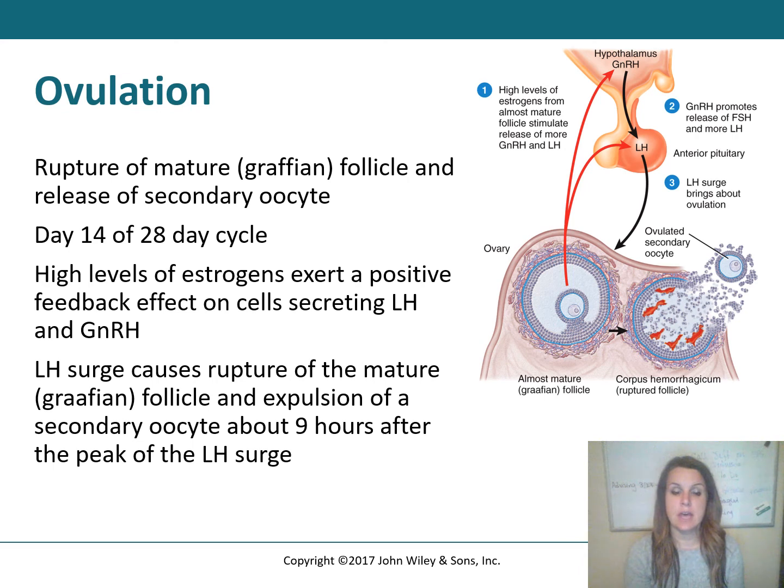And what you see is that high levels of estrogens, because the Graafian follicle has gotten so large and is producing so much estrogen, is going to cause a positive feedback effect on the cells of the hypothalamus and the anterior pituitary that secrete GnRH and LH. That's going to lead to an LH surge that causes the rupture of the mature follicle and expulsion of the secondary oocyte within that follicle about 9 hours after that peak of the LH.